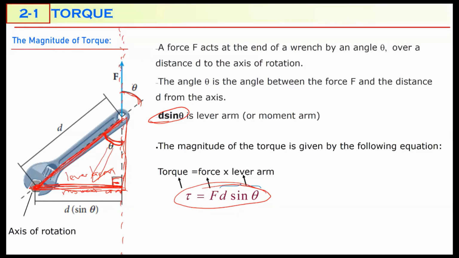F d sine theta. F is the force. d is the distance from force to axis of rotation. Theta is the angle between the distance line and force line. So this is the equation. By using this equation, we are going to calculate torque and we are going to solve problems.